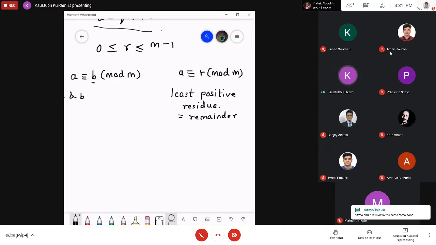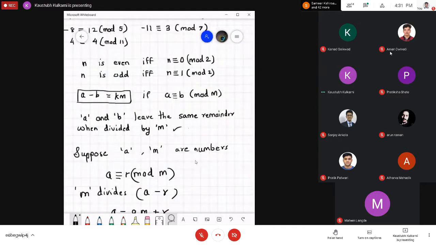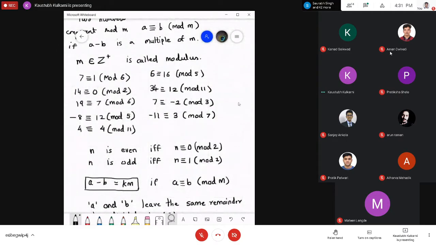How will A and B leave the same remainder? What do you mean by that question? Can you give any counter example in any of these cases? And our remainder is a number between 0 and m minus 1. Yes, yes. Who is speaking?